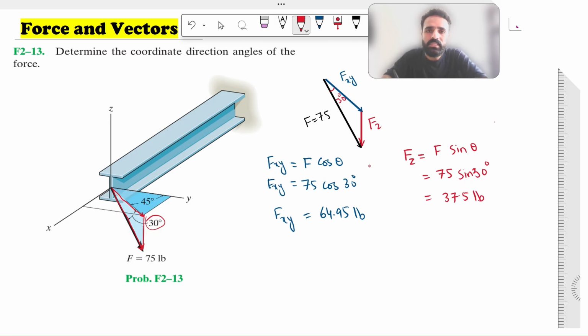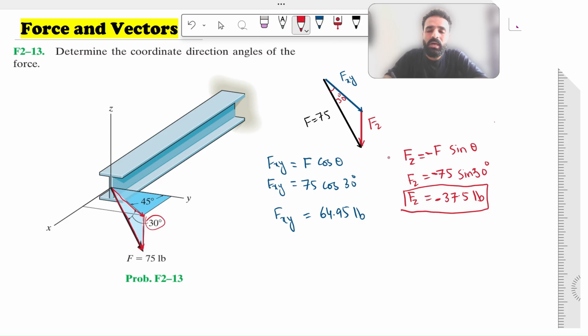What will be the sign? Here you can see that this force is acting downward, so it will be negative. Remember this, don't forget the negative sign. If you miss the negative sign, your projection angle gamma will be incorrect. So we found the value of Fz and Fxy.